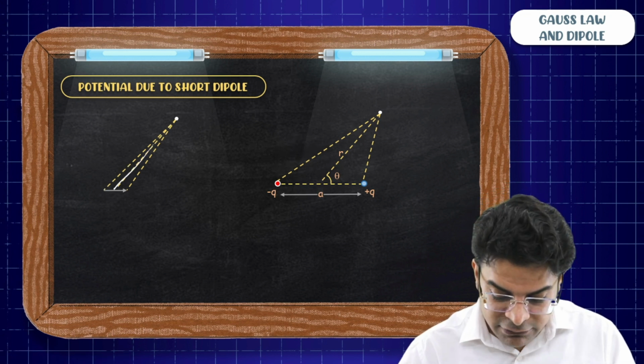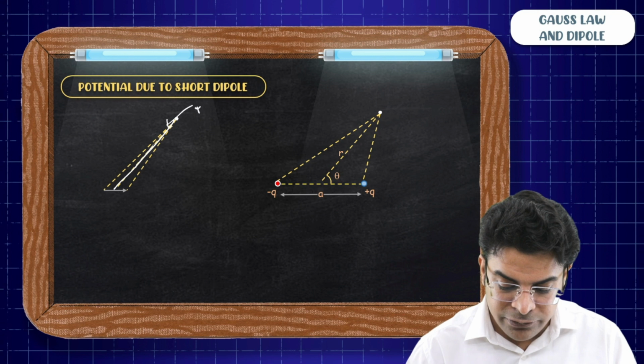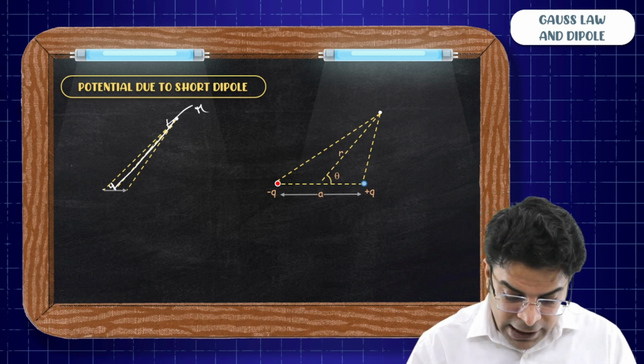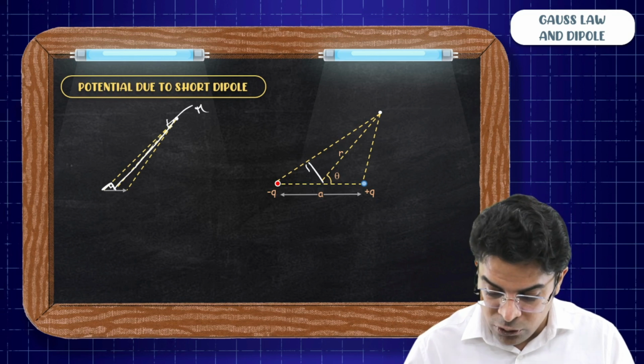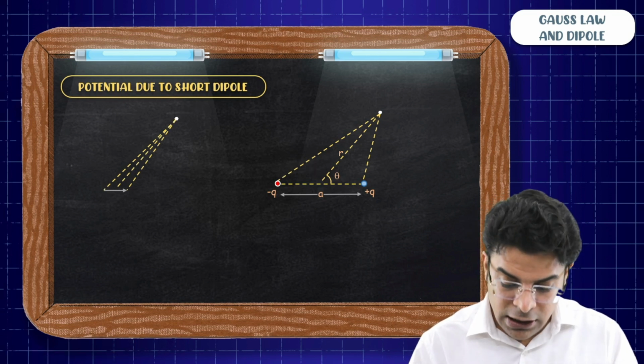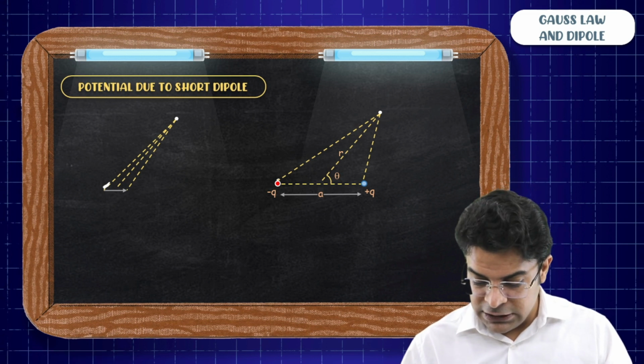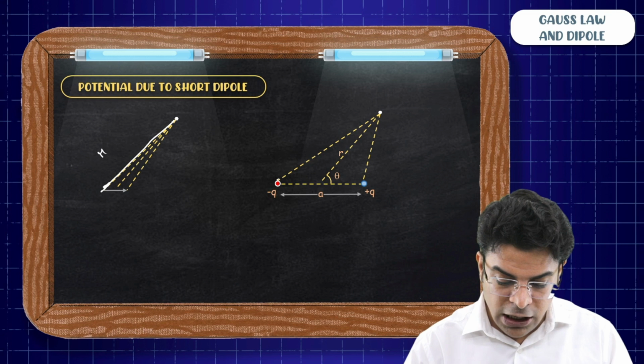So if the center line distance is r, then the negative charge distance will be greater by some amount, and this amount is nothing but a by 2 cos theta. So the distance from the negative charge comes out to be r plus a by 2 cos theta.